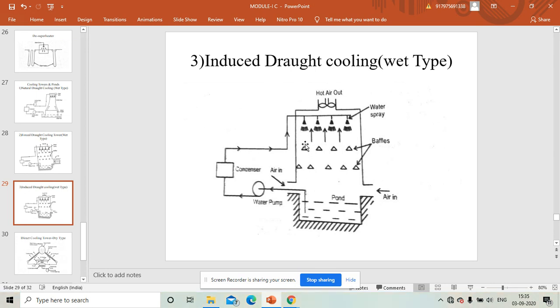And the droplets will be passing through the baffles also, where they will release the heat, and the air will absorb the heat from the water droplets, which is moving upwards, and also from the baffles, and it will be taken away from here. So the suction of air is taking place by an induced fan, which is at the top. So that's why it is called induced draft cooling. This is also wet type, as there is mixing of both the fluids.